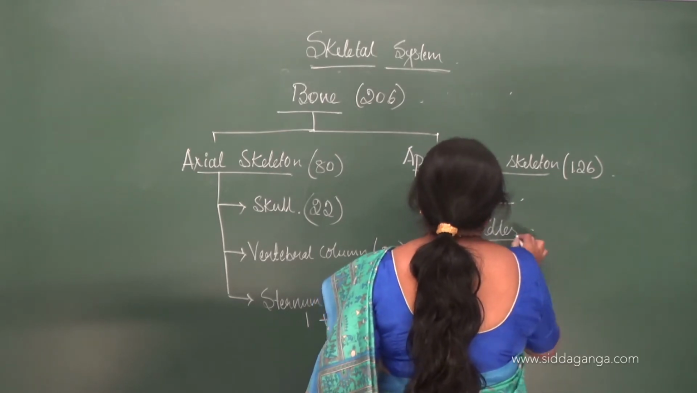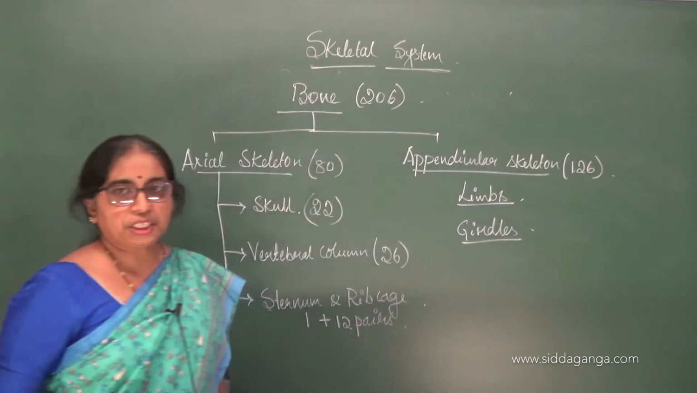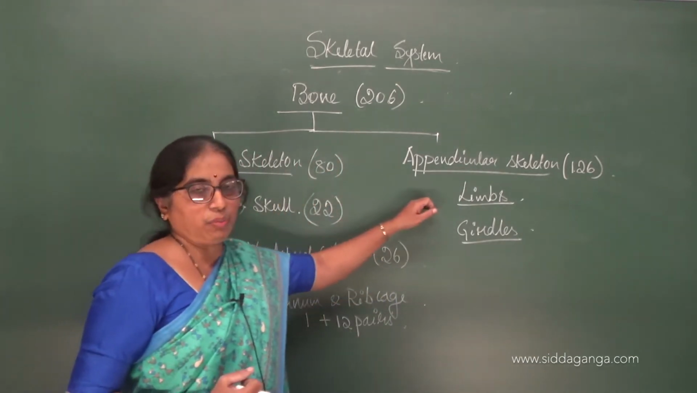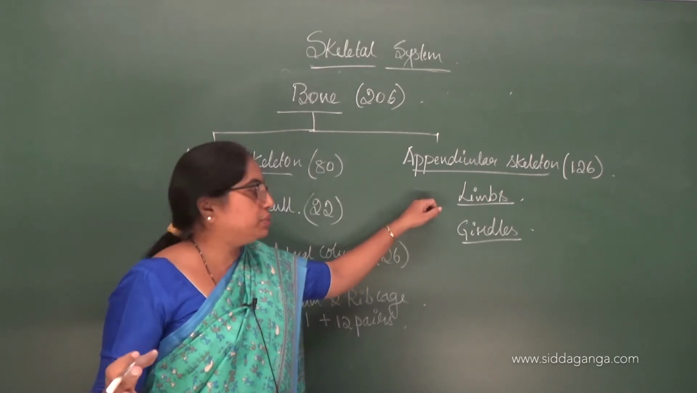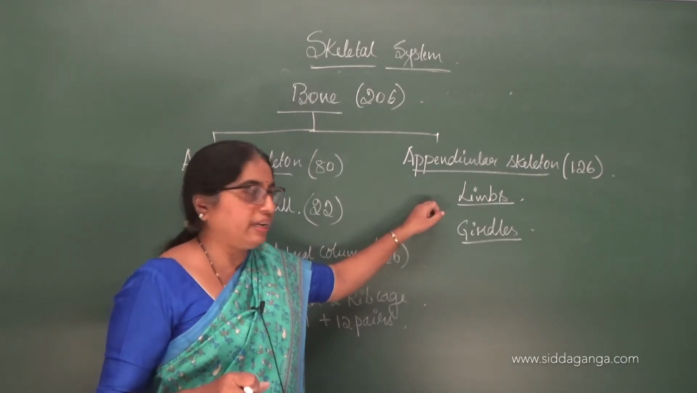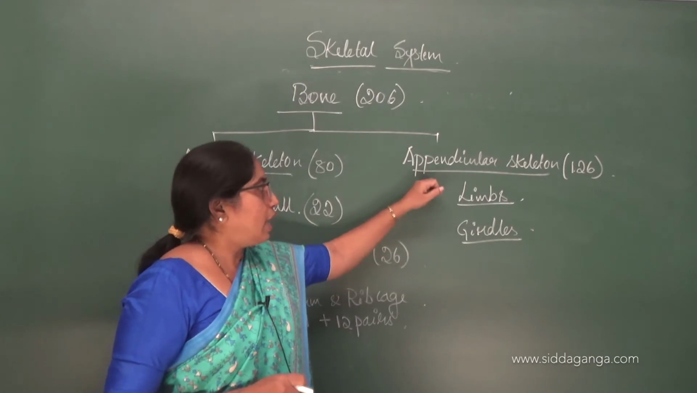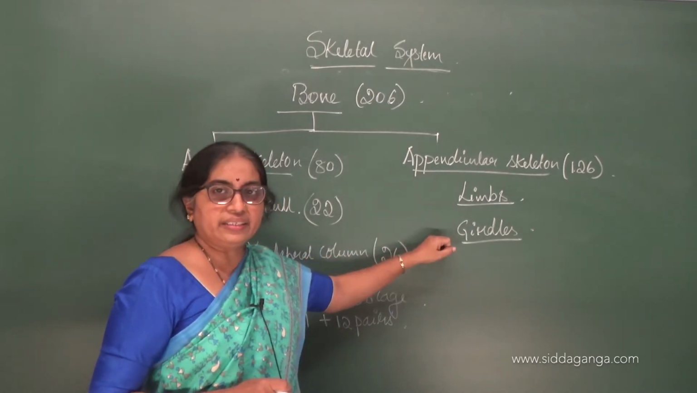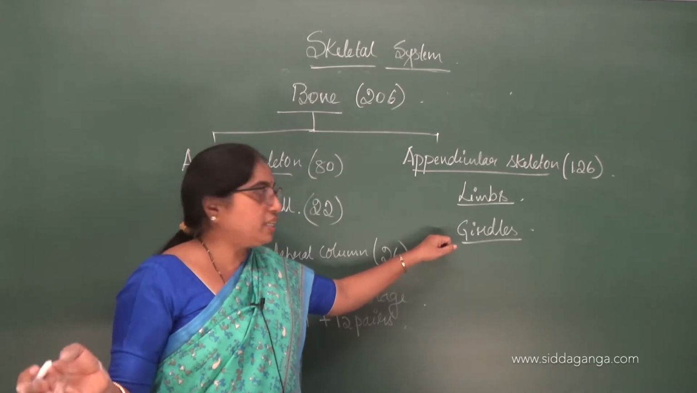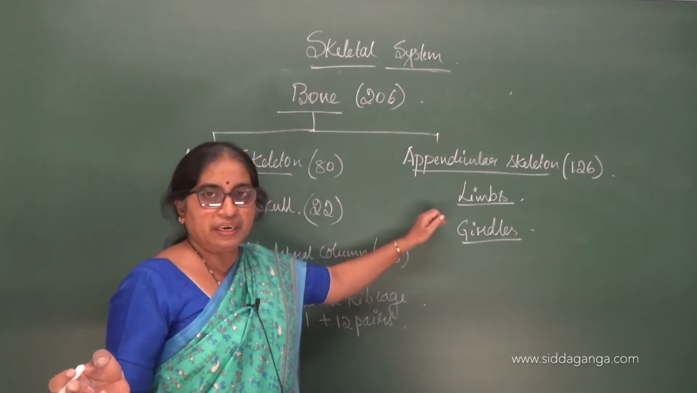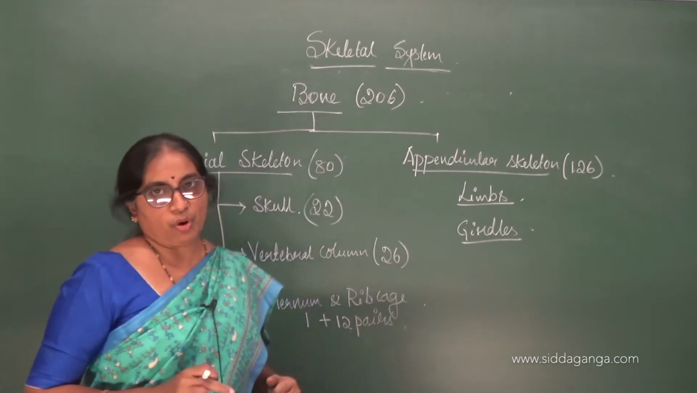So the limbs, the appendages which are attached to the main axis of the body, that is the hands and the legs. The hands are referred to as the forelimbs and the legs are referred to as the hind limbs. So they form the appendicular skeleton, and the girdles are the framework which attach these appendages, that is the limbs, to the main axis of the body.